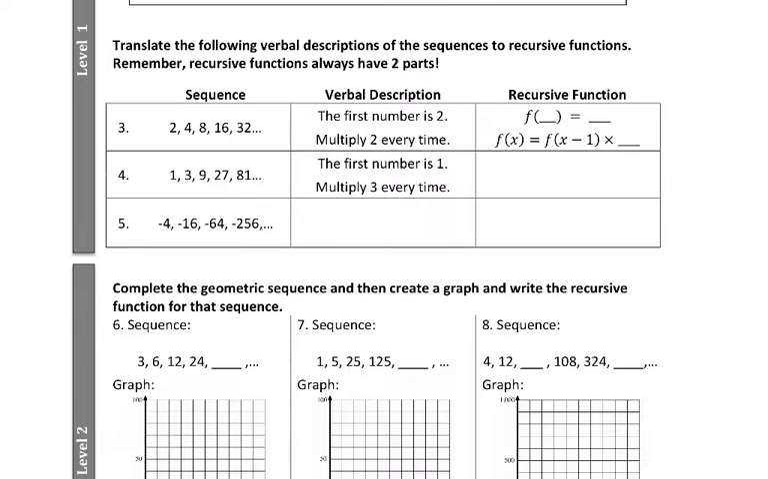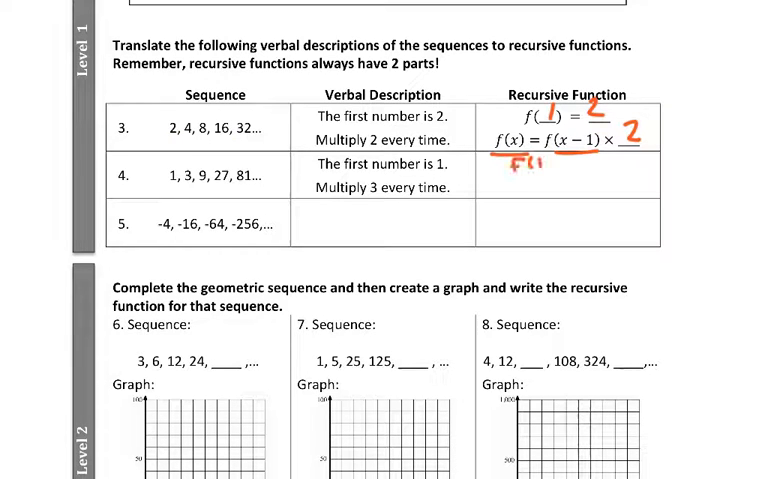And let's go ahead and look here. Remember, there are two important parts when describing a function. First, you've got to state what the first number is. So in question 3, the first number is 2, and the way we would write that is f of 1 equals 2. Then to get to the next number, you're going to notice that we are multiplying by 2. The numbers are doubling every time. So to get a new number, you look at the number before it and multiply it by 2.